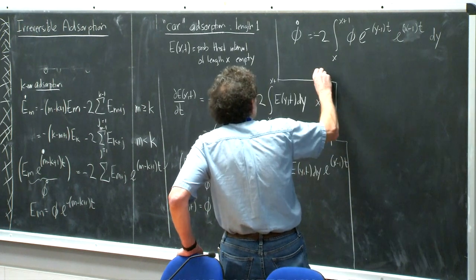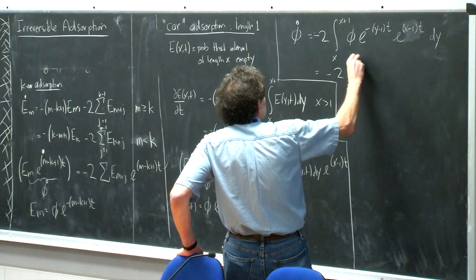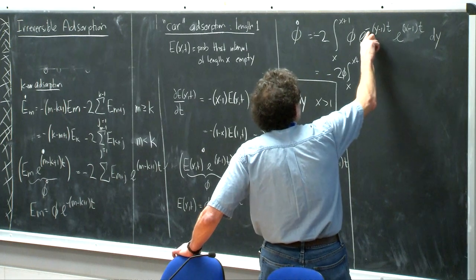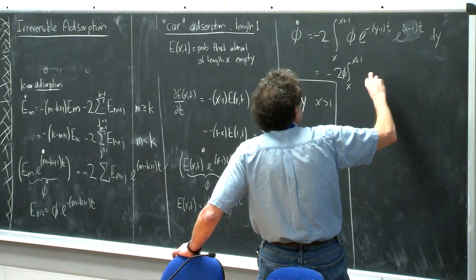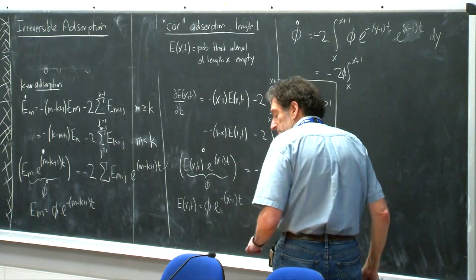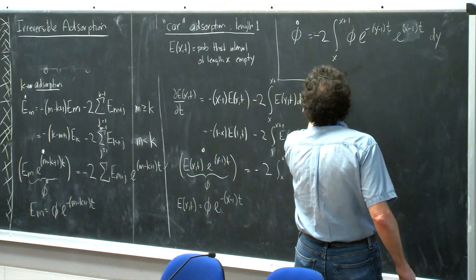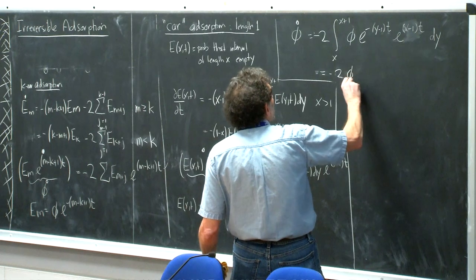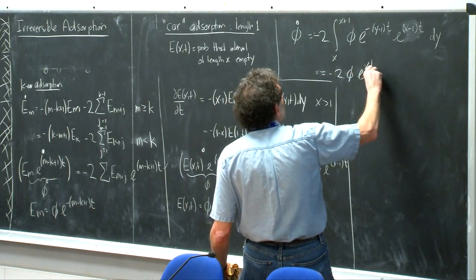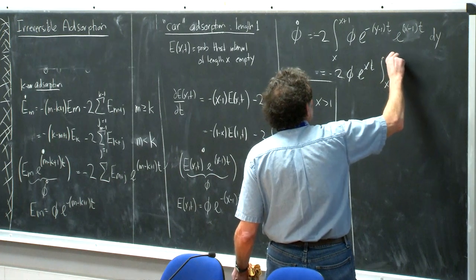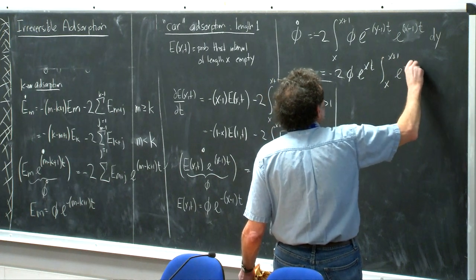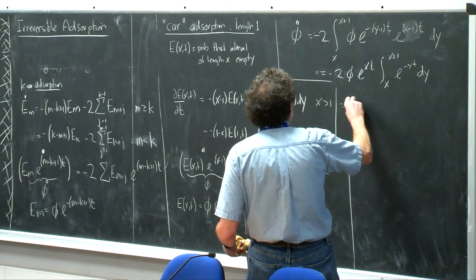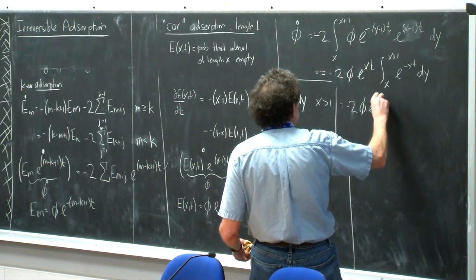So this is equal to minus 2 integral from x to x plus 1. The phi comes out, and then I have plus t minus t, so that goes away. I leave inside the integral what should be inside. So it's equal to minus 2 phi e to the x t, and then the integral from x to x plus 1 of e to the minus y t dy.